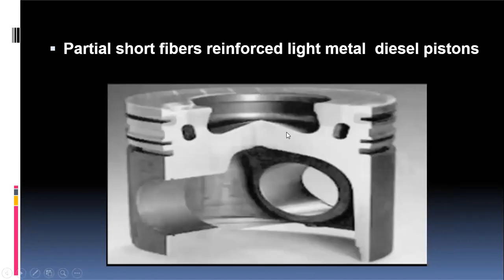Next one is the diesel pistons, that is partial short fibers reinforced light metal diesel pistons. These diesel pistons have also been used. Yes, the metal matrix composite. So by using the metal matrix composite, we are going to use the pistons in lightweight metals. So short fibers have been reinforced in these diesel pistons.